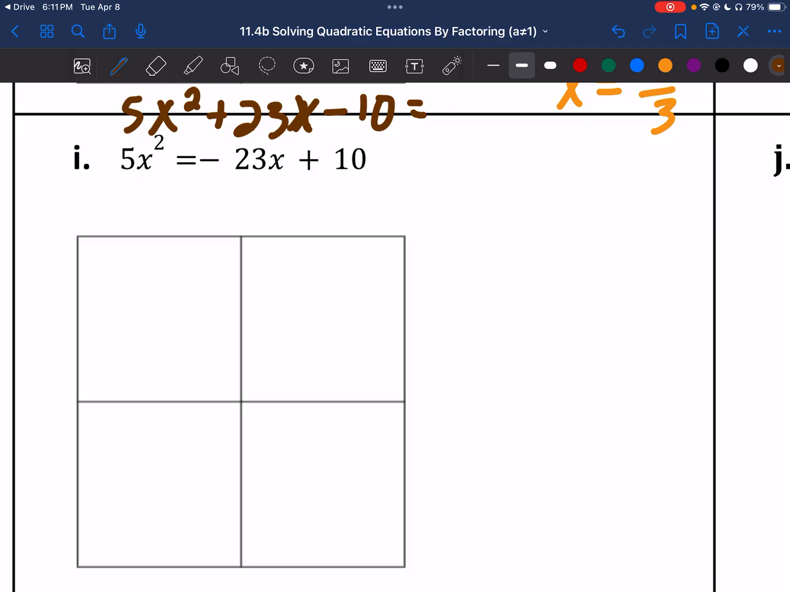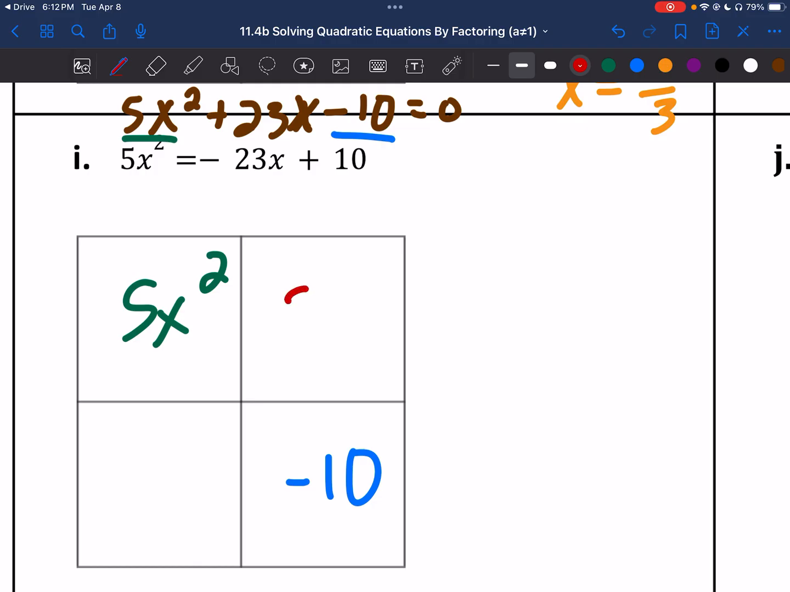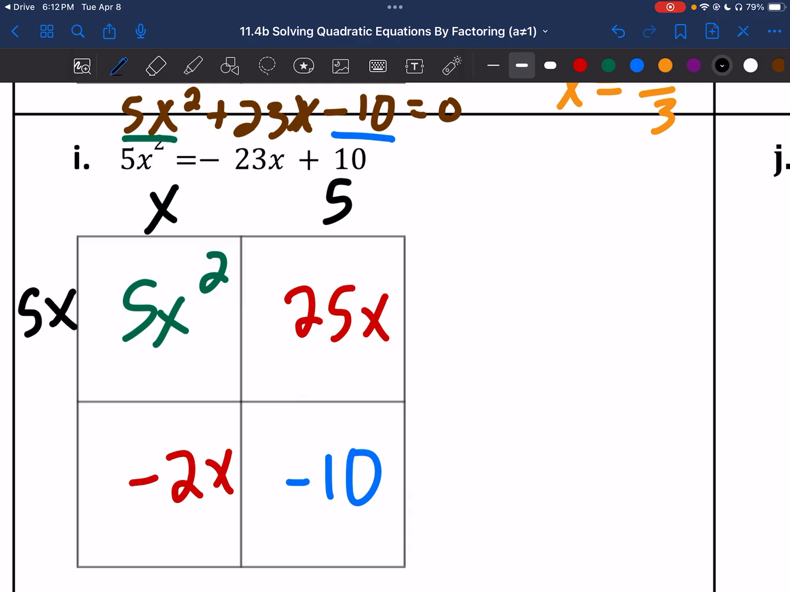So our first term, we've got 5x squared. We have negative 10. We have factors of negative 50 that add up to 23. So you have a positive 25x and a negative 2x. First column, 5x squared minus 2x, common factor is an x. Second column, 25x and negative 10, common factor is a 5. First row, 5x squared, 25x, common factor is 5x. Second row, negative 2x, negative 10, common factor is a negative 2.